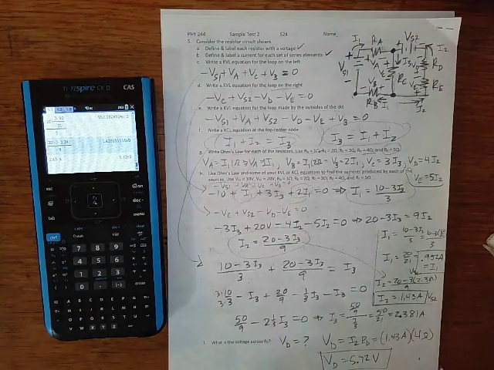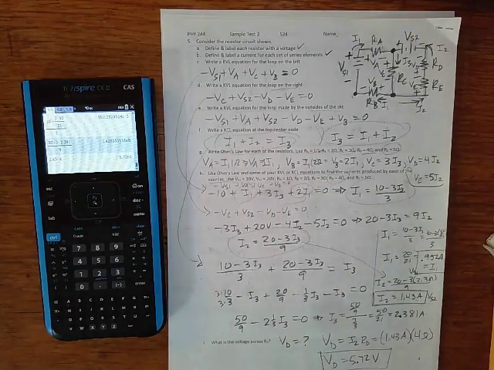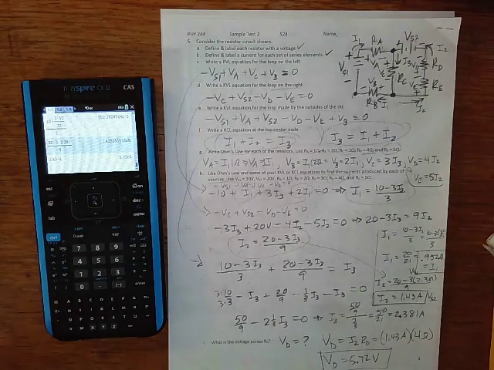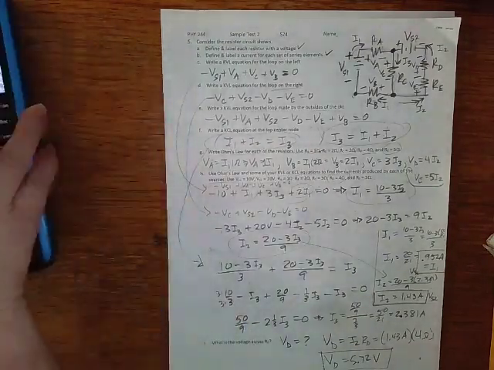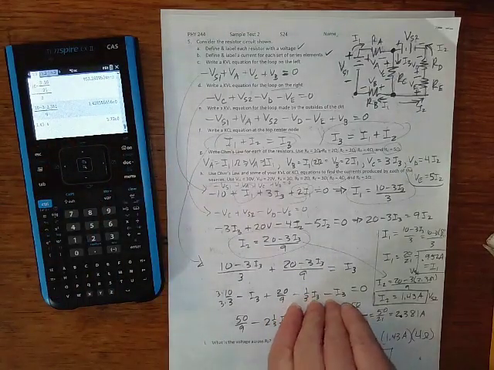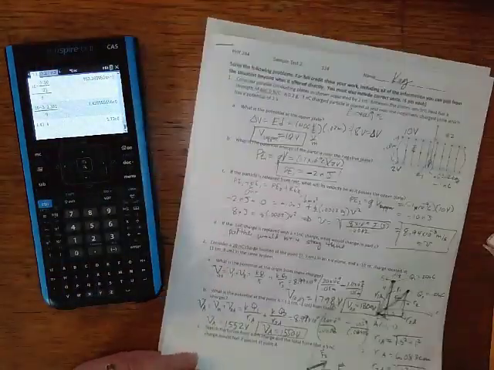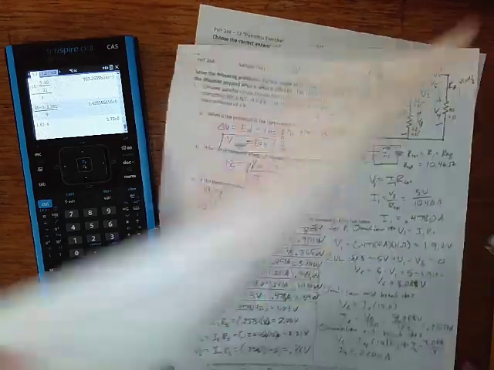Something like that. I had 5.71 last time, but I might have rounded a little bit more this time than I did before. All right, so that gives us a good idea on how to solve a circuit: use KVL, KCL, Ohm's law. I think that's good for that test.